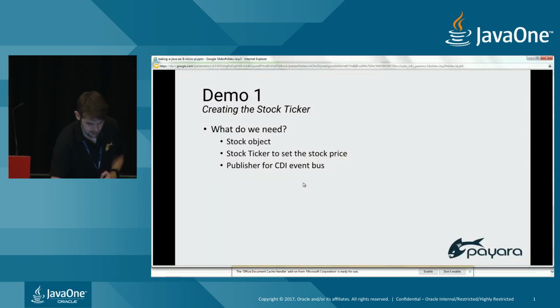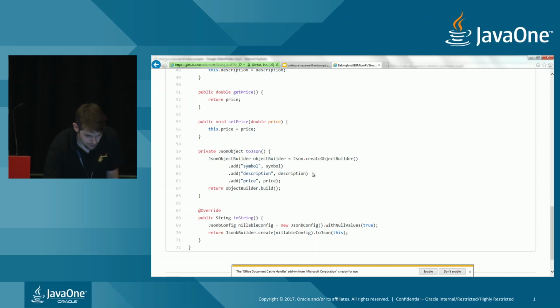So go back to the thing. The other thing that we need once we've got our stock object is the StockTicker to actually set the stock price. The object is just there. It's not doing anything at the moment.